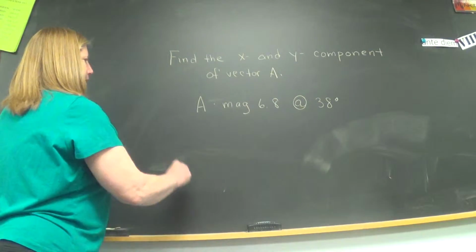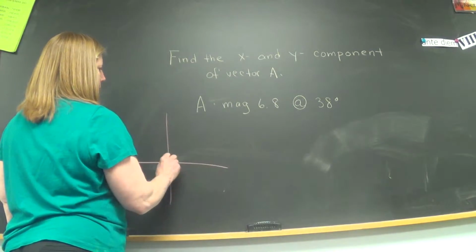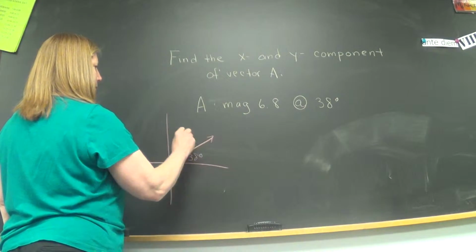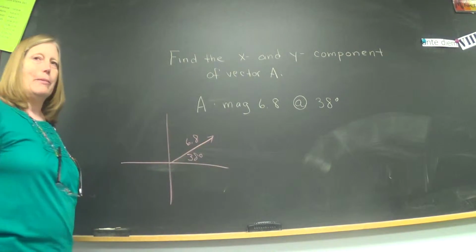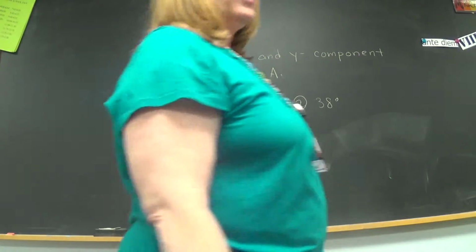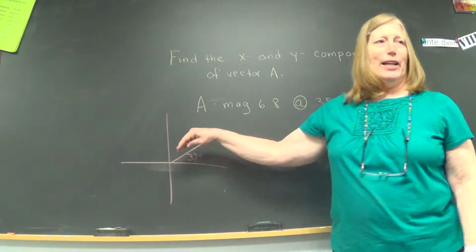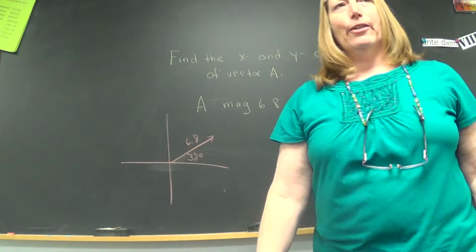All right, let's look at how to do this. It turns out a sketch is always helpful. So here's my vector. It's at 38 degrees, and it's 6.8 long. You remember what the numbers refer to? The angle from the positive x-axis goes around 38. That's probably a little more than 38. 45 is right in the middle, so mine's a little generous.